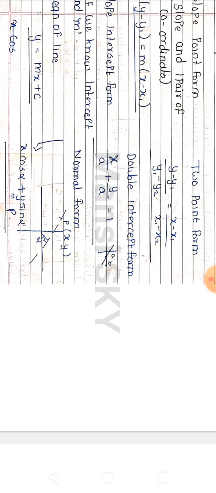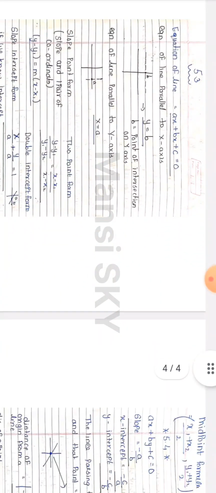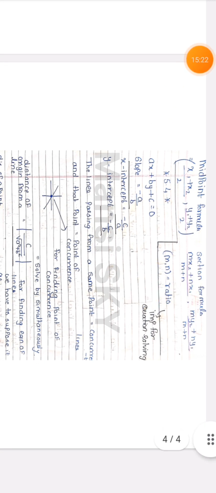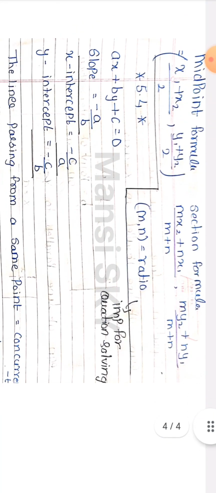So these are all the formulas to find the equation of the line. Then we are on the last page, and there are many formulas on the last page. These are very important, so don't skip this page. There are two formulas: the midpoint formula and the section formula. These are not in the textbook actually, but for solving questions they are important, so I have written them here.